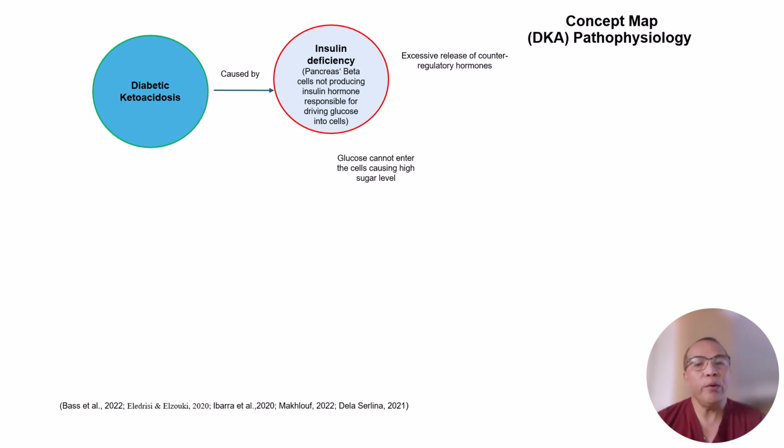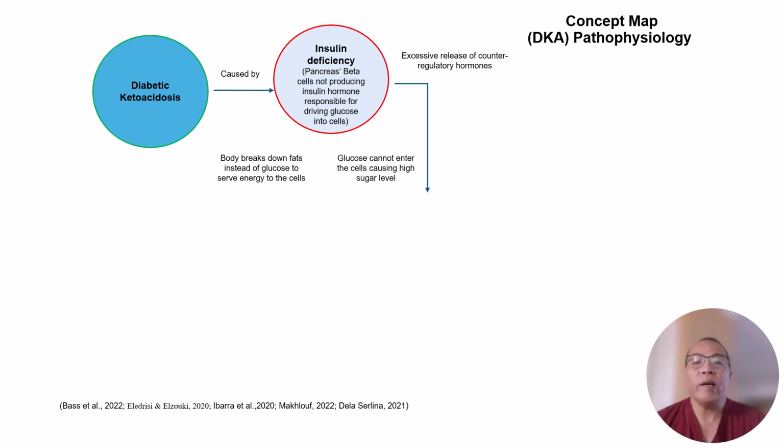First, they produce more glucose to supply energy to the cells. This is done by breaking down glycogen into glucose and synthesizing glucose from proteins and lipids. However, as the cells cannot use glucose, this results in more sugar in the blood.